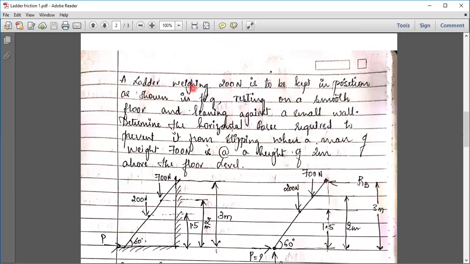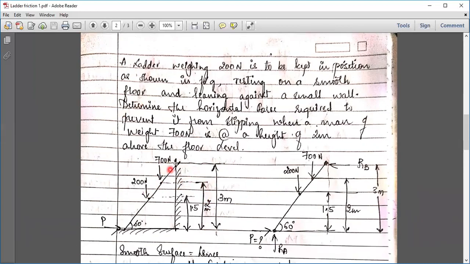Okay. So a ladder weighing 200 Newton is to be kept in position as shown in the figure, resting on a smooth floor and leaning against a smooth wall. Determine the horizontal force required to prevent it from slipping. I don't want the ladder to slip. So what is that horizontal force P applied so that this will not slip, when a man of weight 700 is at a height of 2 meters above the floor level. So there is a man whose weight is 700 newtons at 2 meters above the floor level.